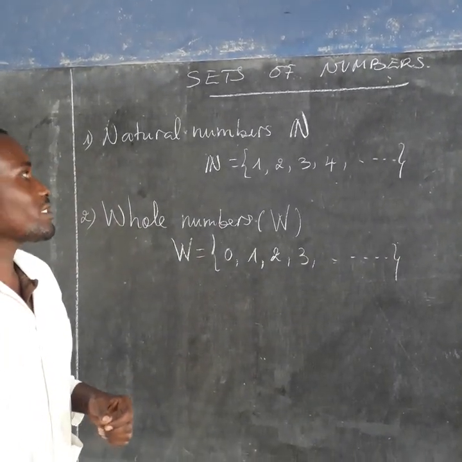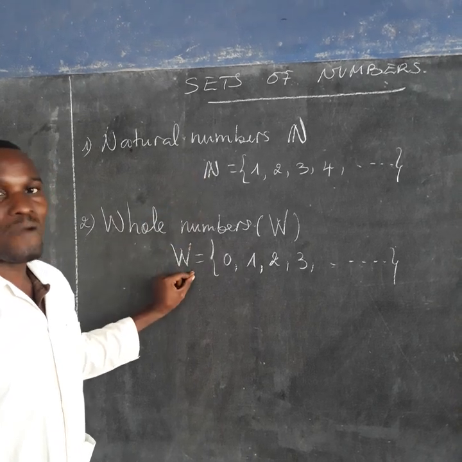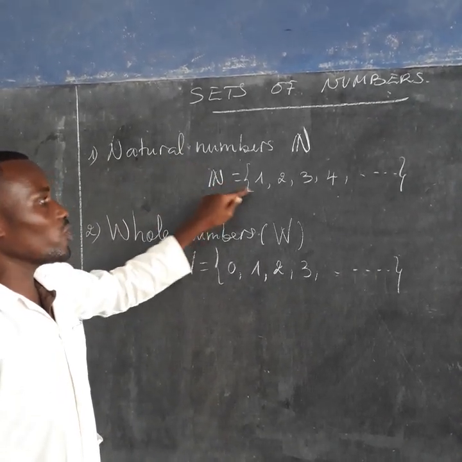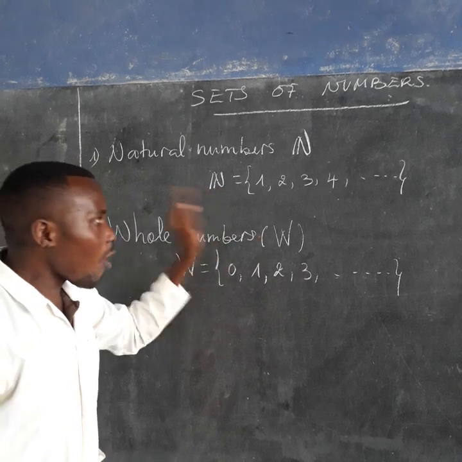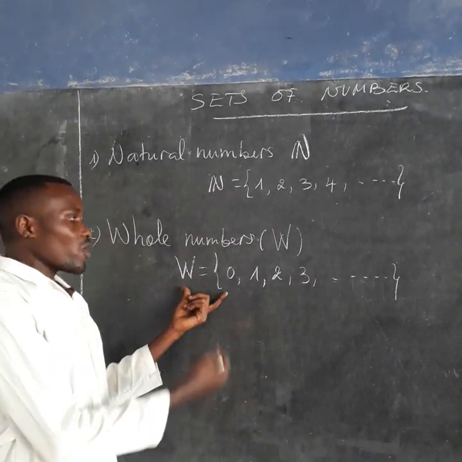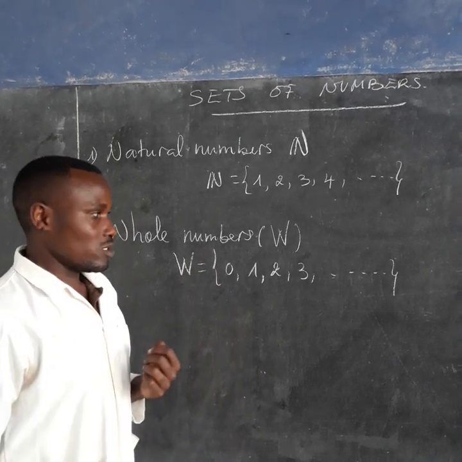Many people confuse the set of natural numbers and the set of whole numbers. Remember that within the set of natural numbers, there are numbers we use in counting. We count from 1, 2, 3, 4. But within whole numbers, we add a 0 because a 0 is not a decimal.